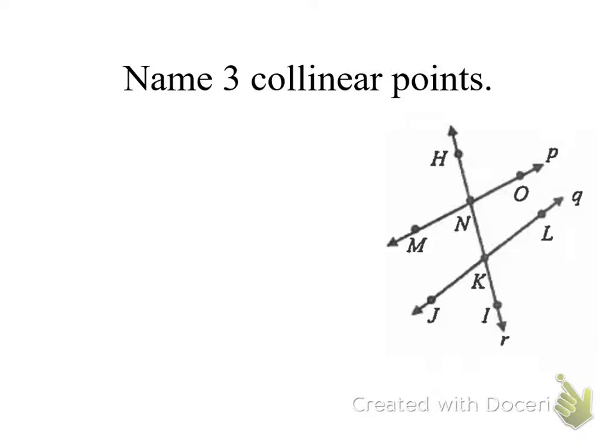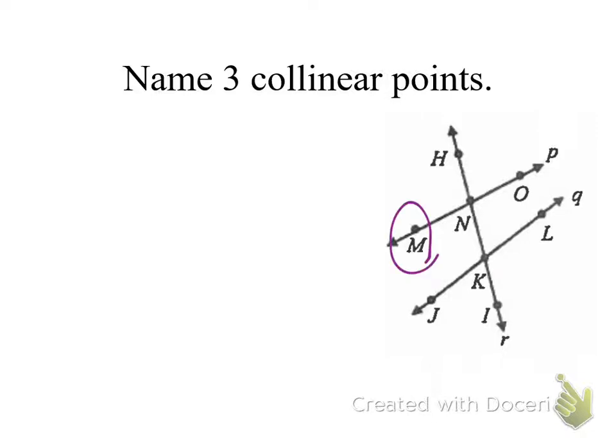Name 3 collinear points. Make sure when you're listing things, what do you put between things you list? You put a comma. Correct. You named all 3 sets. That's good. You named 2 sets. That's good. I just wanted 3 points that were collinear. So a lot of you are correct.